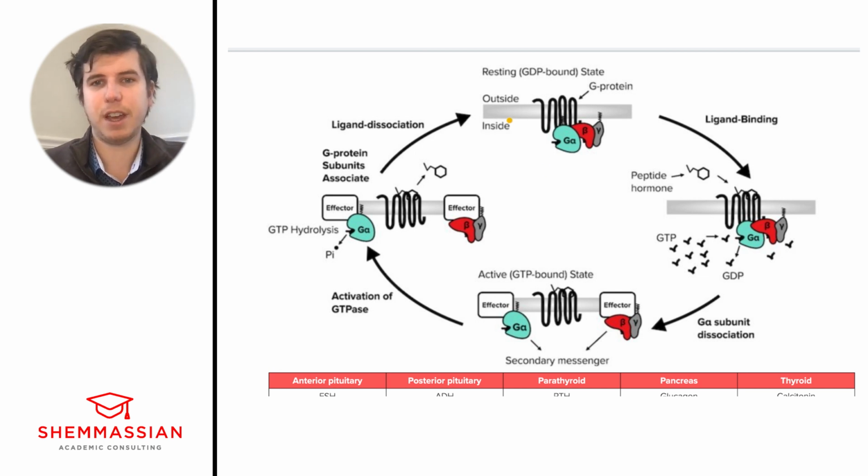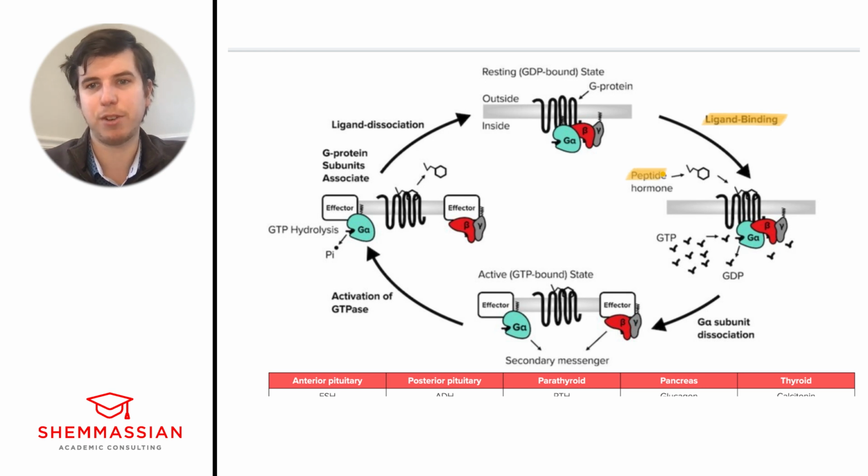So this is showing at the beginning here our resting state of a G protein, an internal G protein. We have the outside and inside of our membrane. Here's our G protein. Then we have our alpha, our beta, and our gamma subunits. They're just all sitting there. Nothing is really going on. And then we have a ligand coming in to bind, right? And it's often a peptide hormone, right?